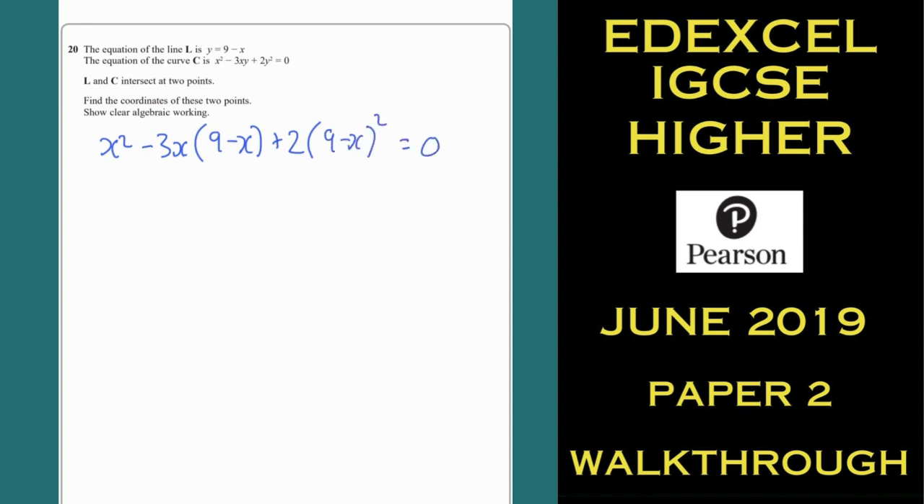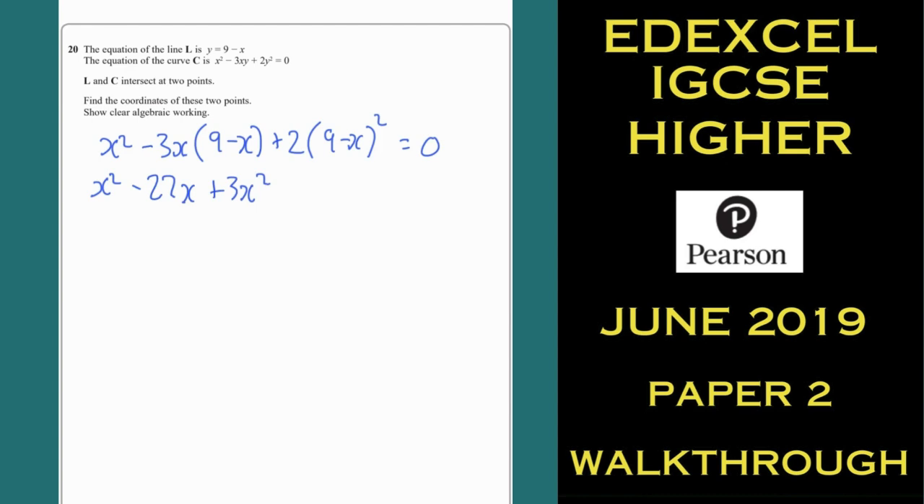Earn your first mark. And these all follow the same process. Get them expanded, get them simplified, get them equal to 0, and solve it. Might be quadratic formula, might be factorising, completing the square, we don't know yet. So just crack on with the algebra. Let's expand. So minus 27x plus 3x squared.